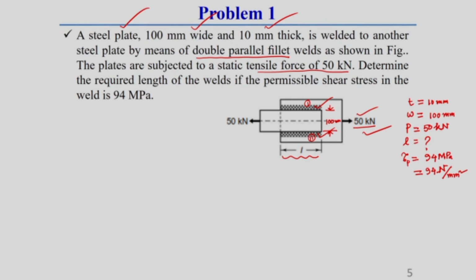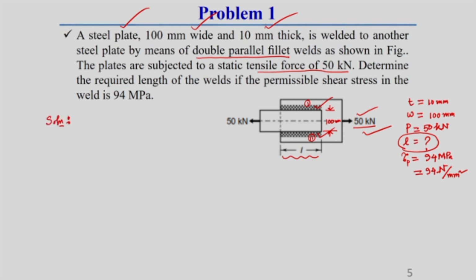So, here what are the things required to find out? We have to find out what is the length of this weld, so that it can sustain a load which is tensile in nature externally. Now, here as this load is parallel to the length of this weld, so it will create a shear stress, correct. Now, we will solve this problem.